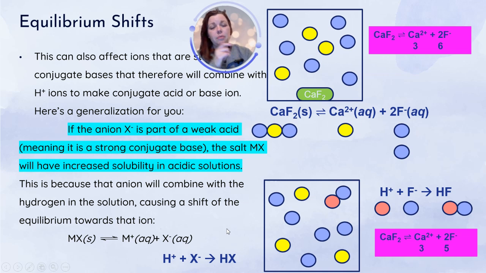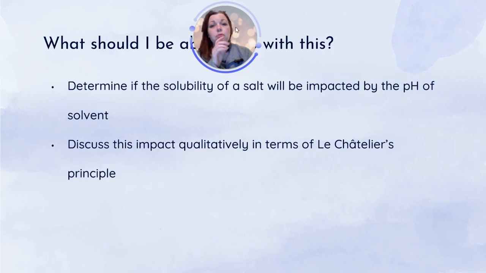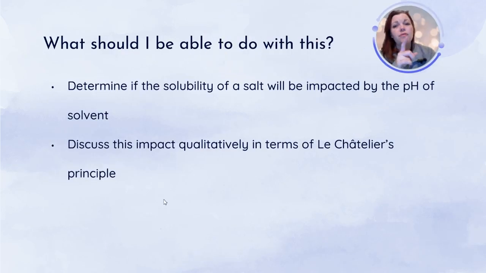Again, you can do the same thing with the base, but we do tend to see it more often with the conjugates of weak acids. All right. So then we have the shift. So what should you be able to do with this? First of all, determine if the solubility of a salt would be impacted by the pH of a solvent. And then secondly, discuss this impact qualitatively in terms of Le Chatelier's principle.